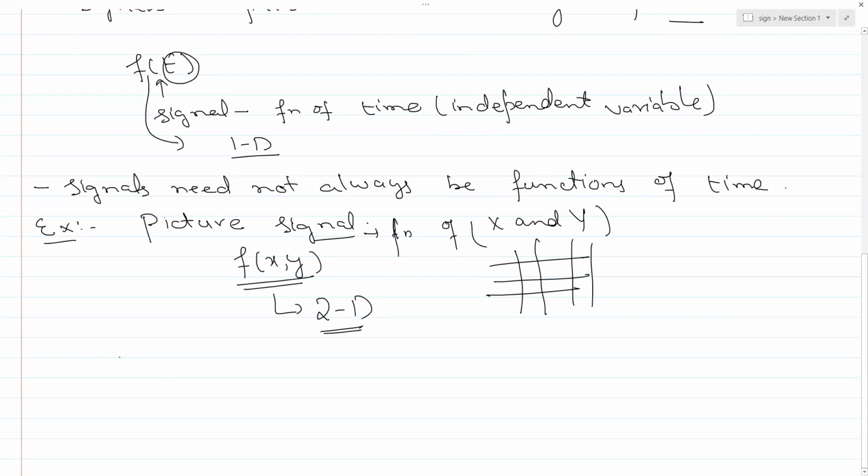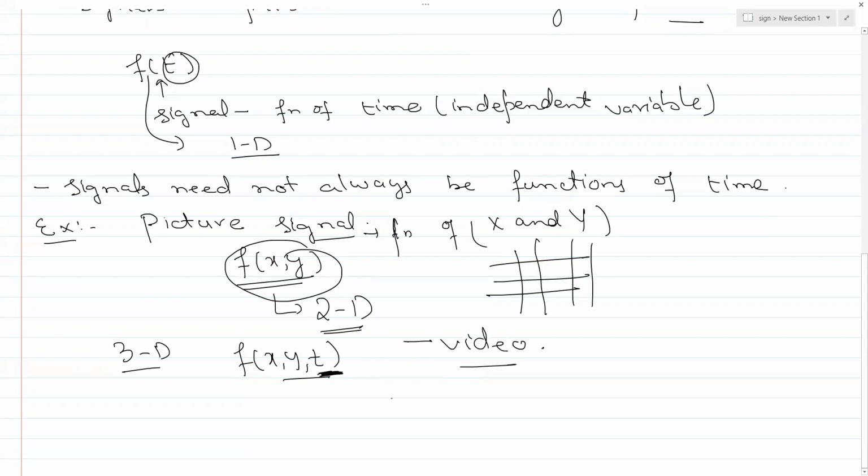Similarly, we have a 3D signal. In a 3D signal, the signal is a function of three independent variables, like f of x, y, t. Because if you have a number of pictures, each is a function f of x, y. If the picture is moving, that means video, that means time. With respect to time, the pictures change, and you get the video. So video is a function of x, y, as well as time. Got it? So this is a 3D signal example.